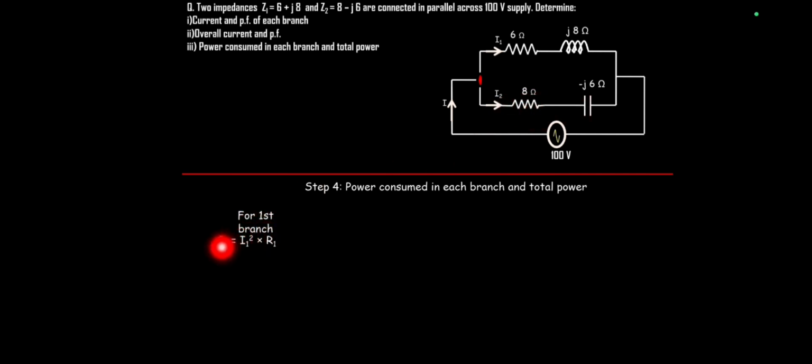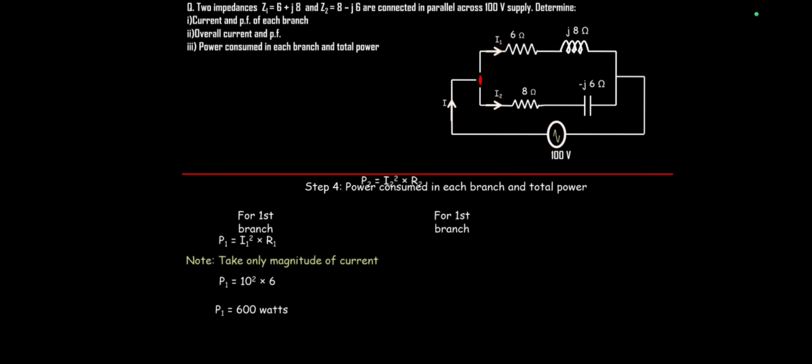So for the first branch, P1 will be equal to I1 square into R1. Now we have to take only the magnitude of current. While we calculated I1, we had magnitude as well as angle, but here we have to take only the magnitude part of it. So P1 will be equal to 10 square into 6, because in the first branch the resistance is 6. So it will be 600 watts.